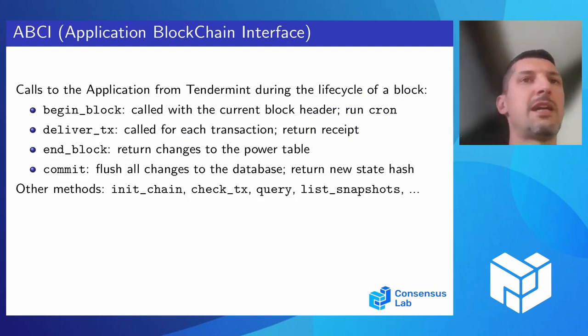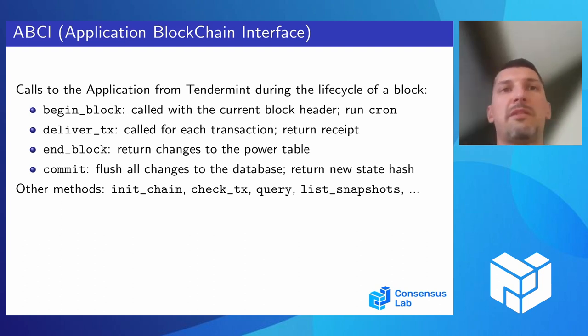This is the life cycle of an application. So I'm the application, Tendermint calls me, and this is the life cycle of how a block is given and fed to the application. So you get a header, then for each transaction, you get a deliver. At the end, you get to change the power table, which is the next set of validators who can run or produce blocks. And finally, it tells you to commit the changes to the database. So next time we all have to remember.